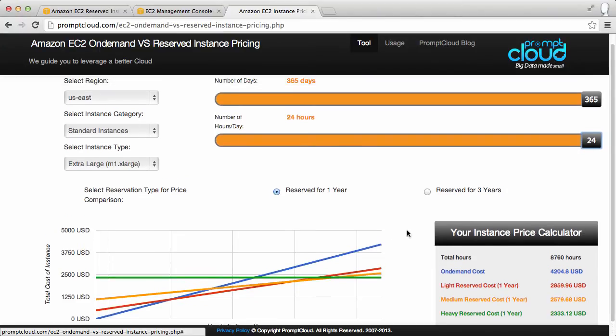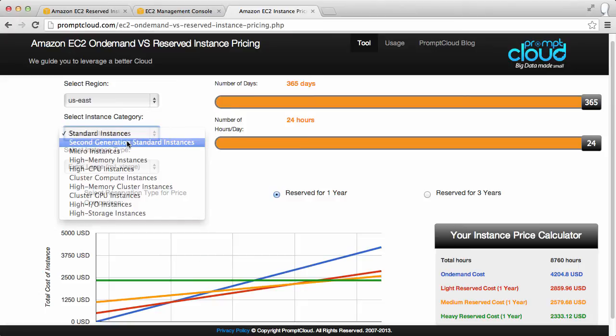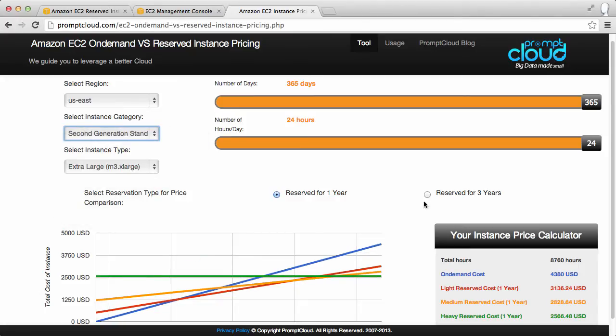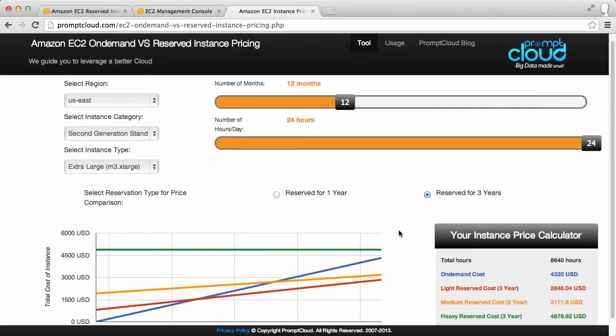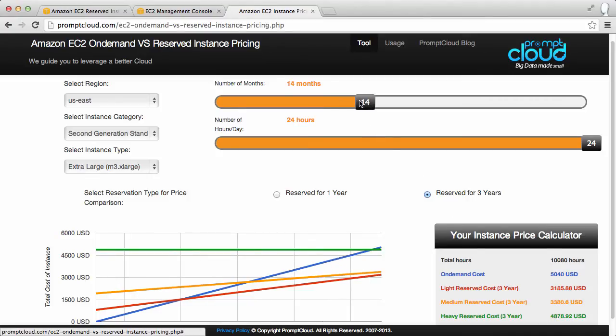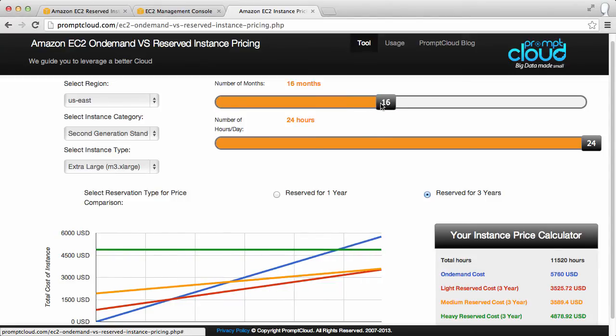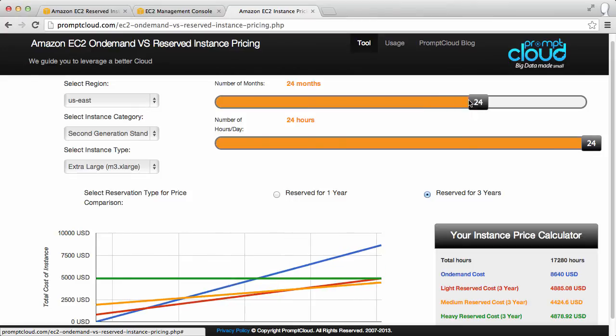So now let's have a look at an M3 X large on 3 years. You can see by switching from 1 year to 3 year, the upfront cost is more, so our green line has just moved up. And it would actually be cheaper over a 12-month period to use the on-demand pricing. But as soon as we get to 14 months, that price shifts. And after 14 months, you would be saving more and more money by using a 3-year reserved instance.